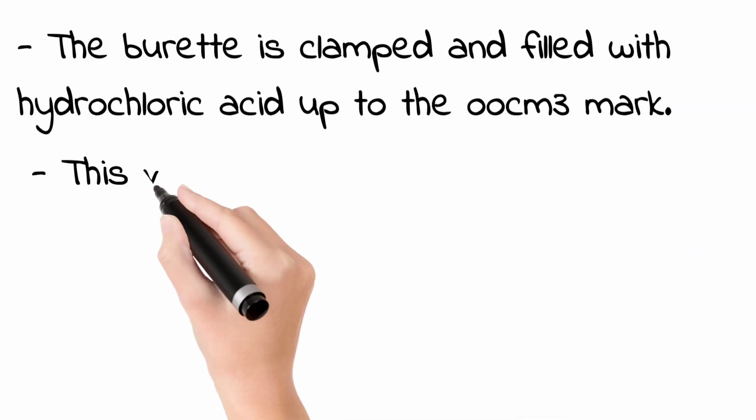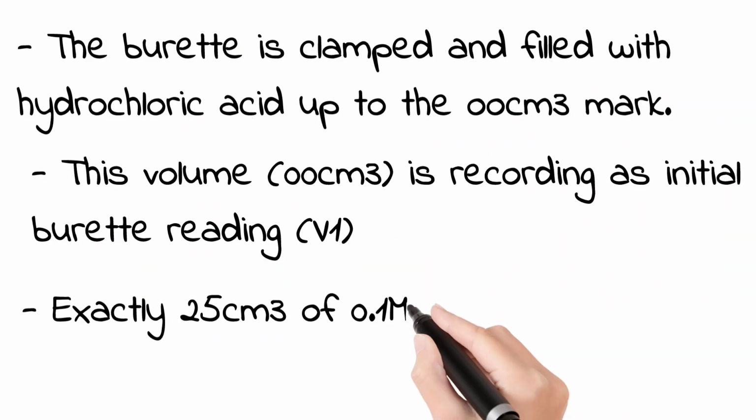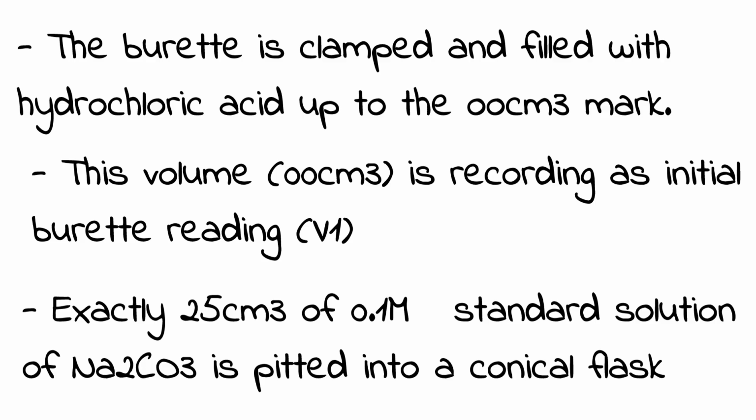After washing and rinsing all your equipment, what next? The burette is clamped and filled with hydrochloric acid up to the 0.00 cm cube mark. Remember, the burette is filled with the hydrochloric acid, solution of unknown concentration. Next, you record that 0.00 cm cube mark as your initial burette reading V1.